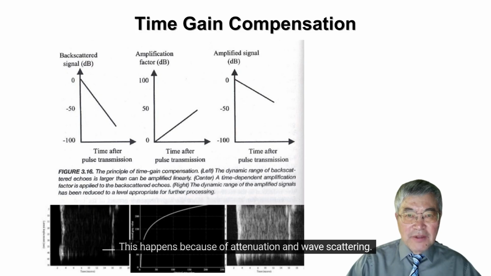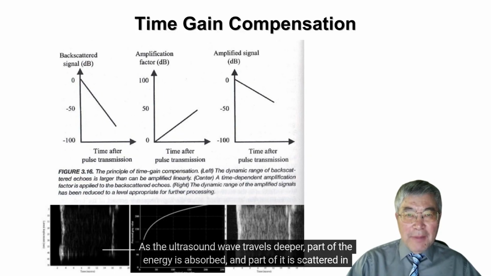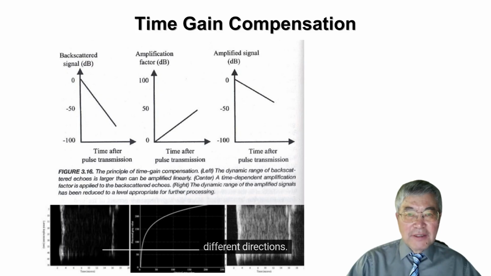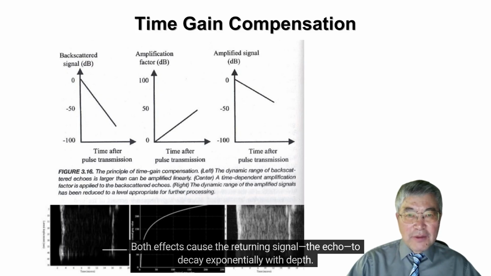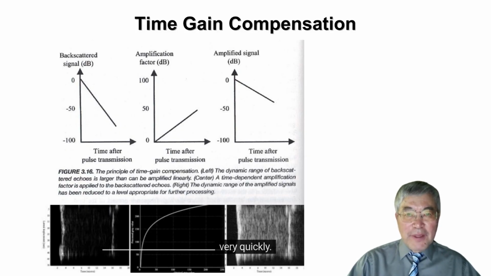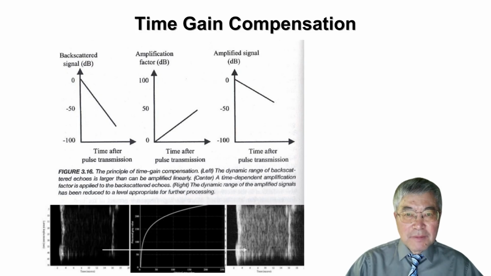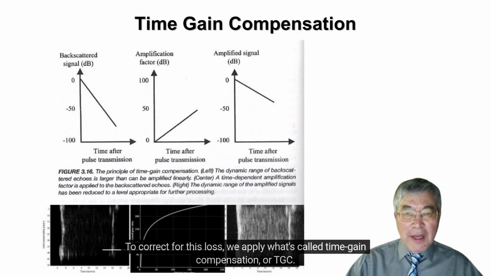This happens because of attenuation and wave scattering. As the ultrasound wave travels deeper, part of the energy is absorbed and part of it is scattered in different directions. Both effects cause the returning signal, the echo, to decay exponentially with depth. Near the surface, the reflected wave is strong, but as you move deeper, the signal strength drops off very quickly. The decay roughly follows an exponential curve. To correct for this loss, we apply what's called time gain compensation, or TGC.